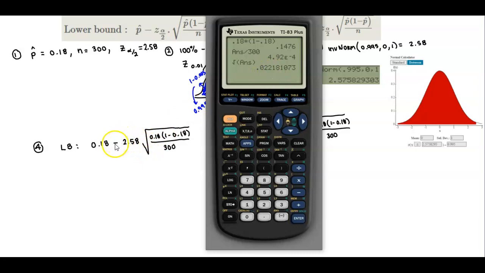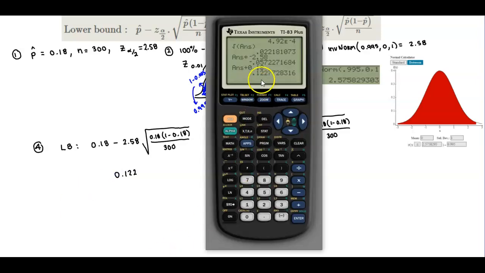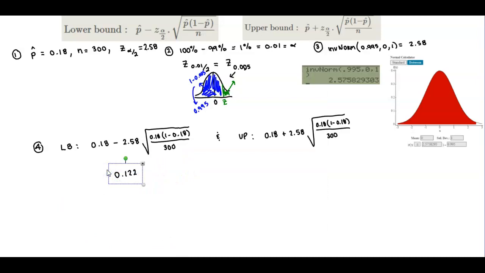Now we need to multiply it by minus 2.58. So we're going to multiply it by negative 2.58, and then we're going to add the 0.18. And so we're going to round it to 3 decimal places, so that gives us 0.123.